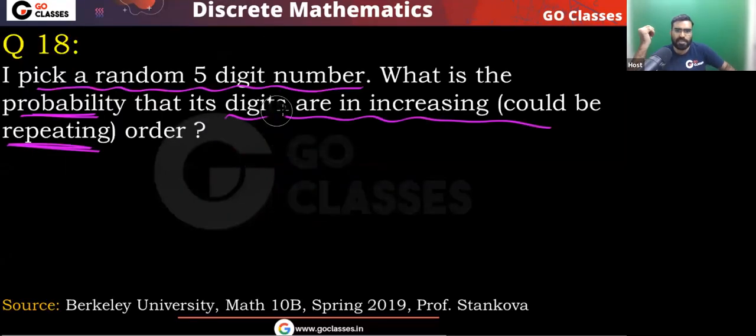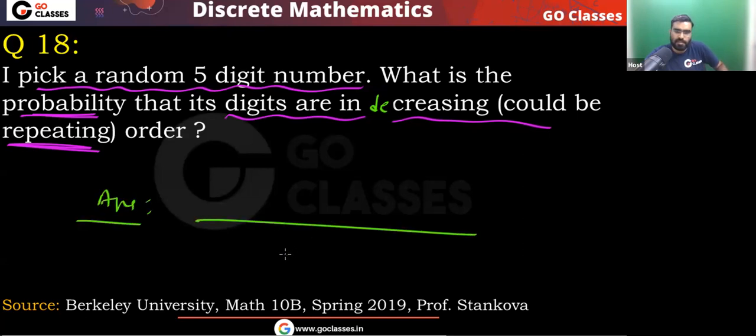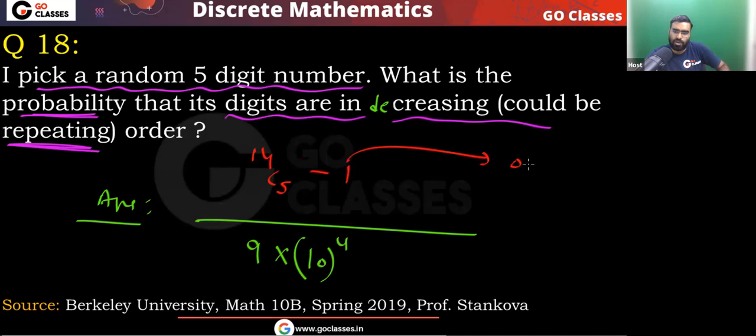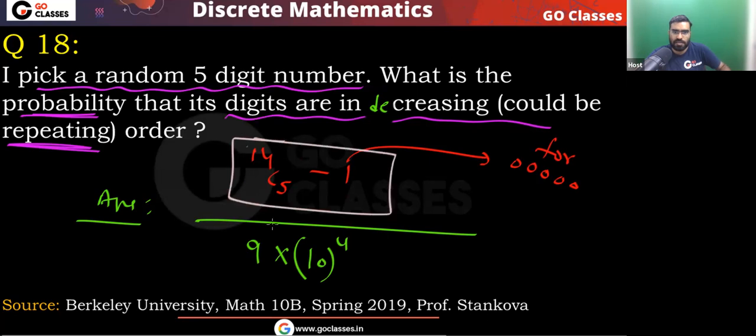In the same question, if I make this variation decreasing, now what will be the answer? The total is same, 9 into 10 to the power 4. But here basically you will write 14C5 minus 1. This minus 1 you are doing for all 0. So this divided by this will be your answer.